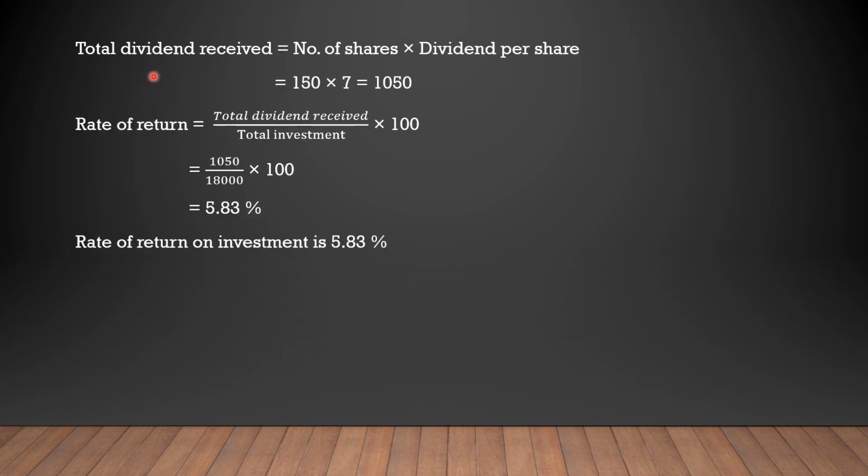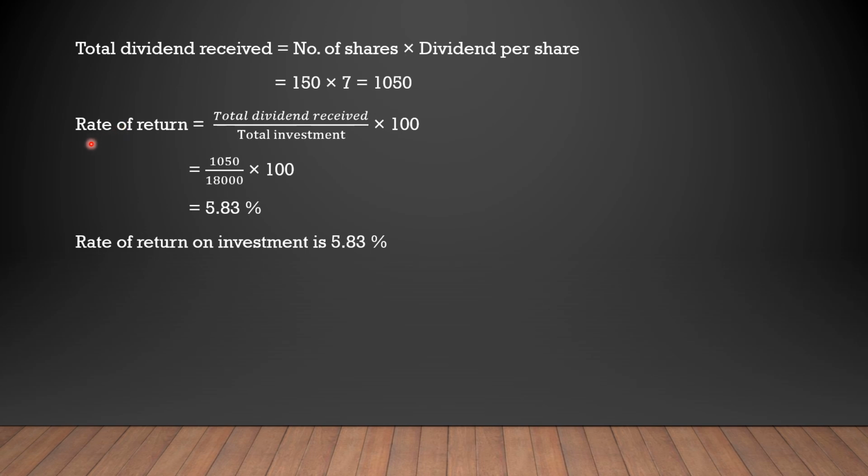Then we find total dividend received. For one share, dividend is 7. For 150 shares, dividend received is number of shares into dividend per share. So 150 into 7. Total dividend received is equal to 150 into 7, and 150 into 7 is equal to 1050. Total dividend received is 1050.